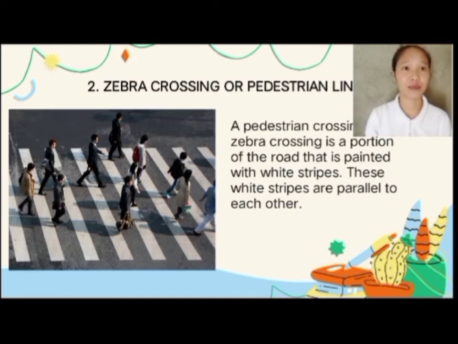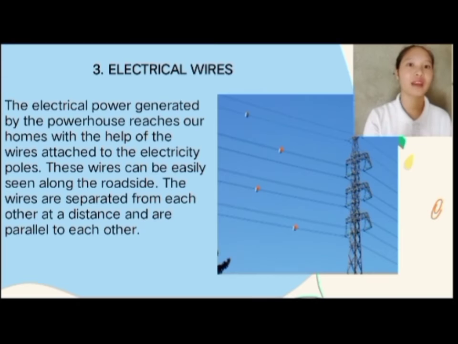Next, we have the zebra crossing or the pedestrian lane. A pedestrian lane is a portion of the road that is painted with white stripes. These white stripes are parallel to each other. Why? They never meet. You have probably seen a pedestrian lane near the market or at school.